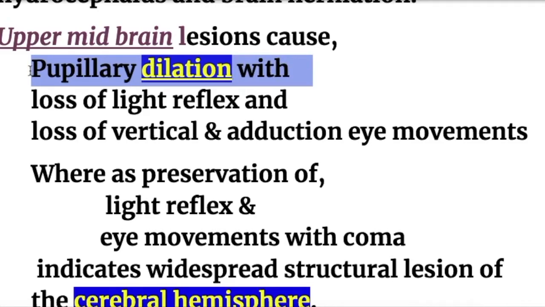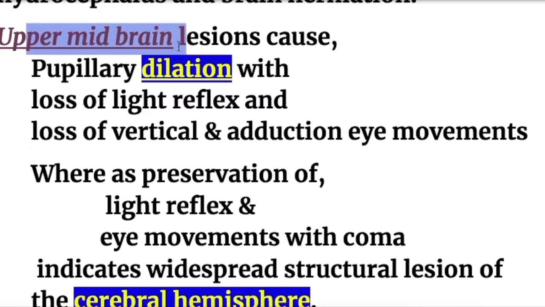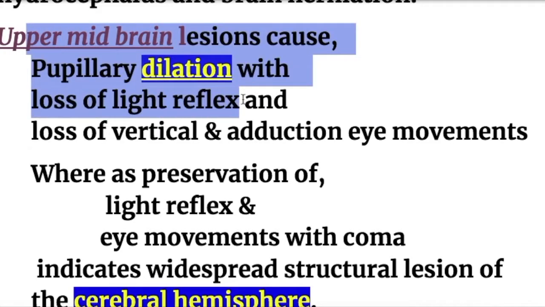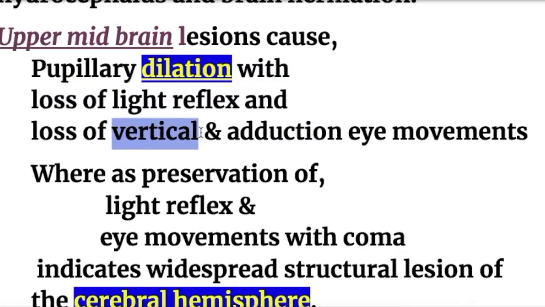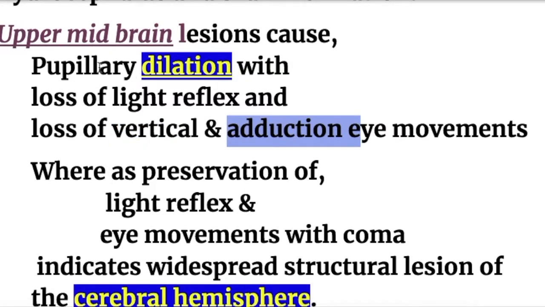The oculomotor nerve supplies pupillary constriction, so interruption causes dilatation of the pupil, because pupillodilator fibers are supplied by the sympathetic division from the superior sympathetic ganglia. So an upper midbrain lesion causes pupillary dilatation and loss of light reflex. The oculomotor also forms the efferent limb of the light reflex, and there is loss of vertical and adduction eye movement. Vertical movement of the extraocular muscles is supplied by the oculomotor, and adduction, the medial rectus, is also supplied by the same nerve. So there is interruption of the fibers of the oculomotor nerve in the upper midbrain lesion.